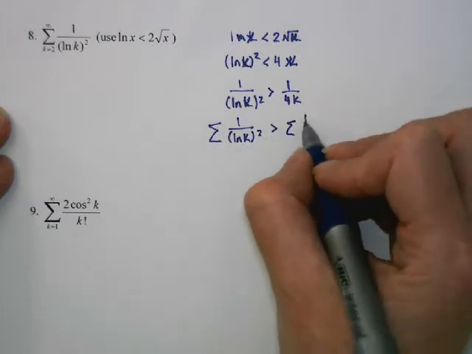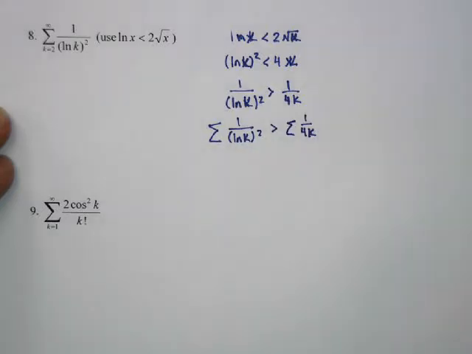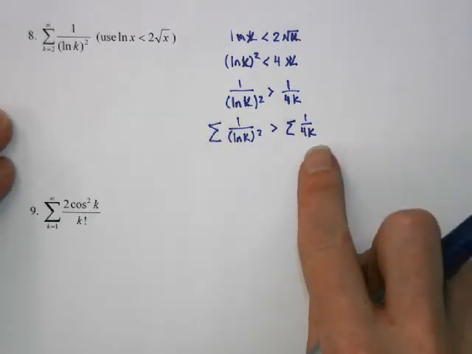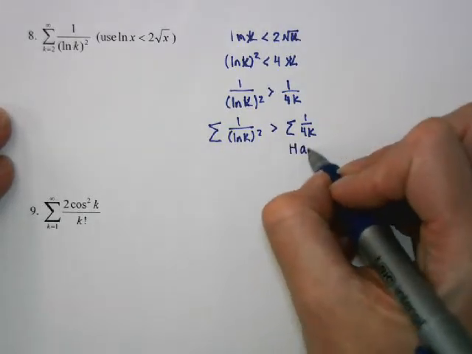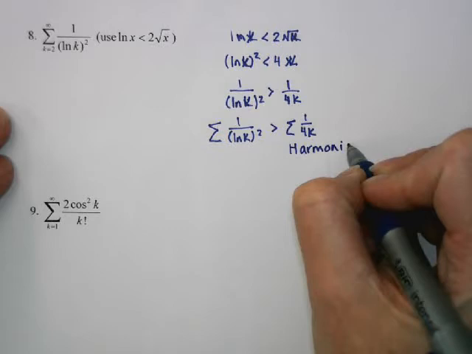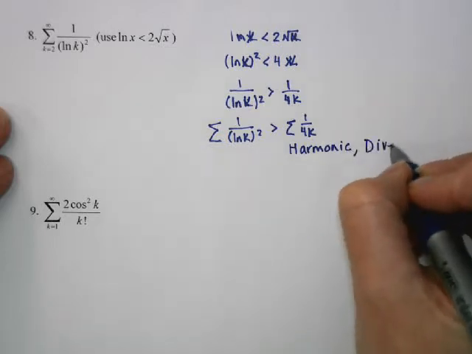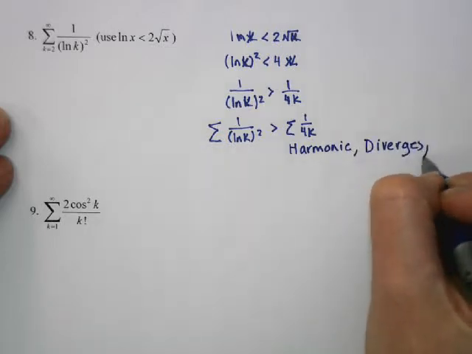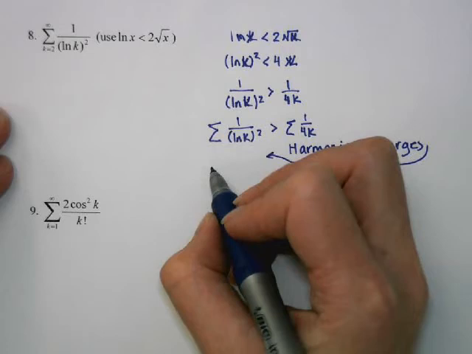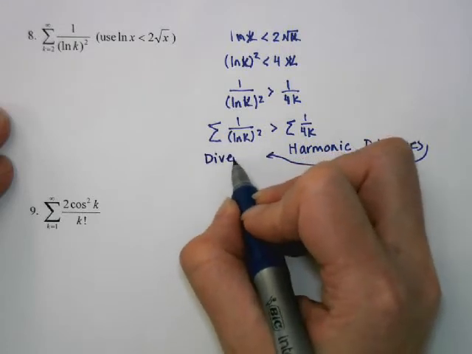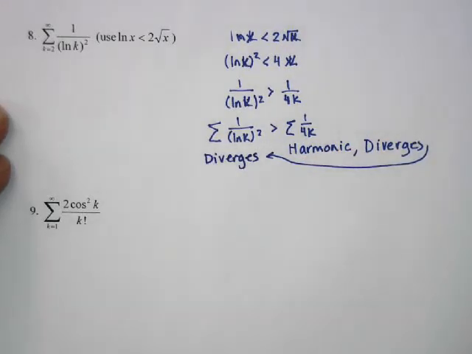So this series, okay, this is the comparison, but what conclusion can we make? This series is harmonic, and we know harmonic series diverge. It is smaller, so we can make a conclusion that this one also diverges.